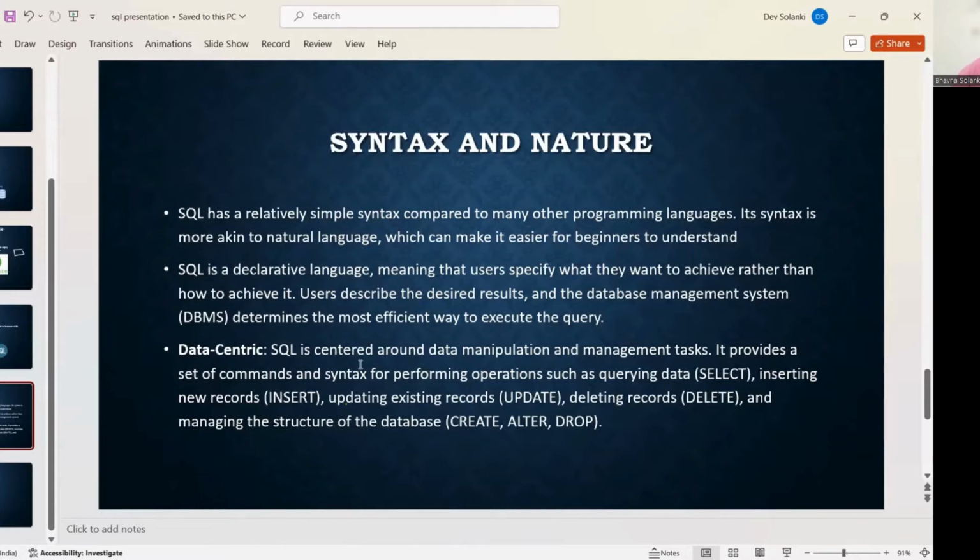Data-centric: SQL is centered around data manipulation and management tasks. It provides a set of commands and syntax for performing operations such as querying data with select, inserting new records, updating existing records, deleting records, and managing the structure of the database, like create, alter, drop. We will do these functions practically so that you will understand more effectively and efficiently. These are the main functions, like create, alter, drop, select, which we use to fetch our data from databases so that we can have a quick analysis.